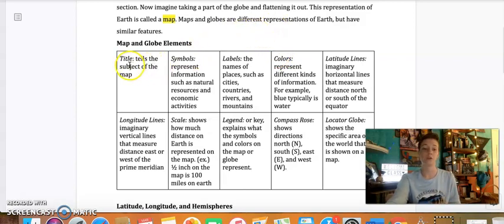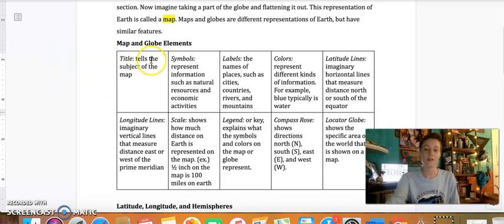So that first one is a title. All right, so it tells what the subject of the map is, right? So the first thing that you should do when you look at a map is the title, right? So if I'm looking at a title that says Virginia's Rivers and Cities, what's that map going to show me? It's going to show me a map of Virginia's rivers and cities. It tells us exactly what the map shows us.